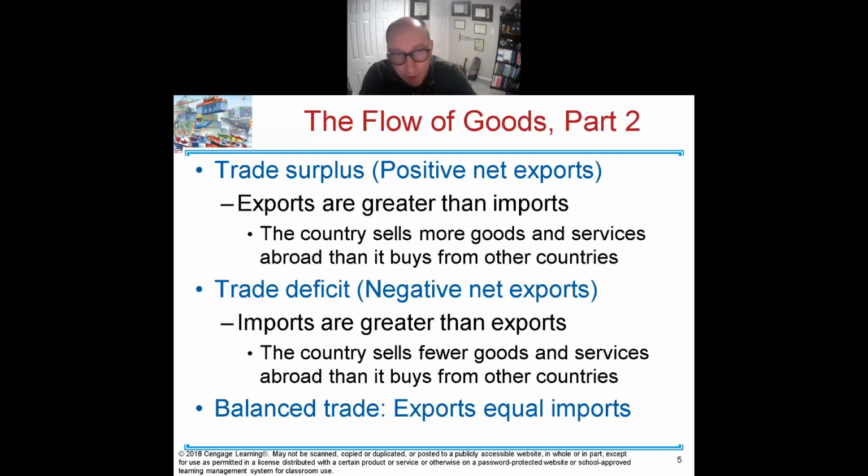In some cases, we might have a trade deficit. The deficit, of course, is when the imports are greater than the exports. In most cases, we have the trade deficit here in the United States because we rely on other countries to produce goods and services and then sell them within the United States in order to have lower prices.